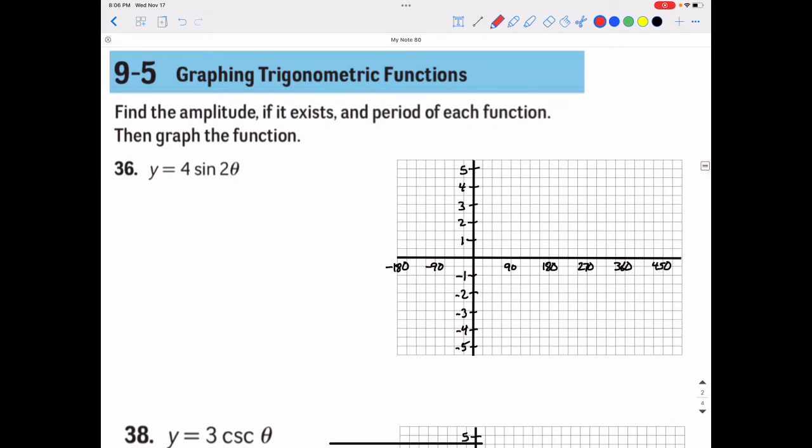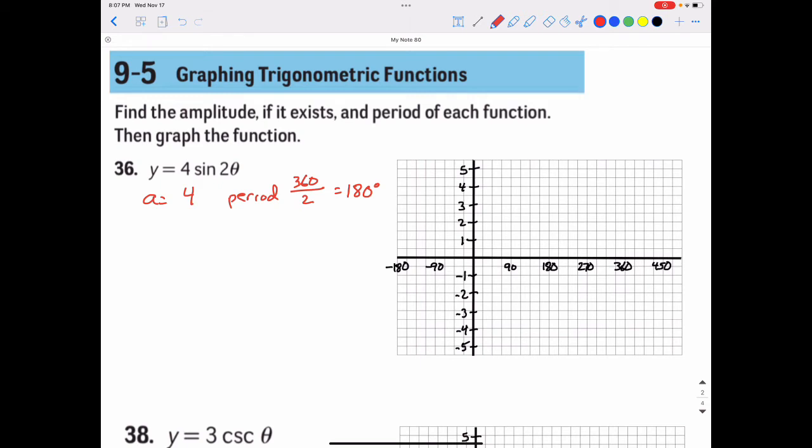Find the amplitude if it exists and the period of each function, then graph it. So the amplitude of this one is the 4, so the amplitude is 4. The period, since it is a sine function, will be 360 divided by the b value, which is 2. We have a period of 180 degrees. So then we're ready to graph the function.